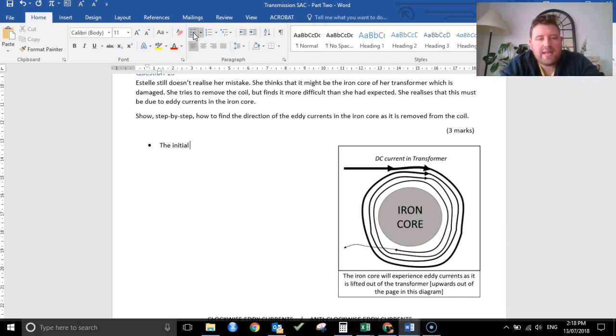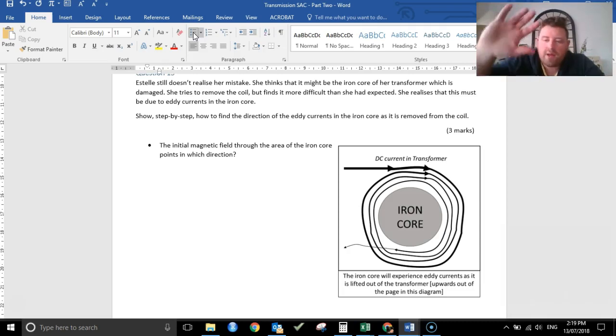Let me call it the initial magnetic field through the area of the iron core points... well, I might structure this as a question. What points in which direction? All right, and then we'll answer that, and then we'll move on. All right, so we're going to use our right-hand curl rule for that.